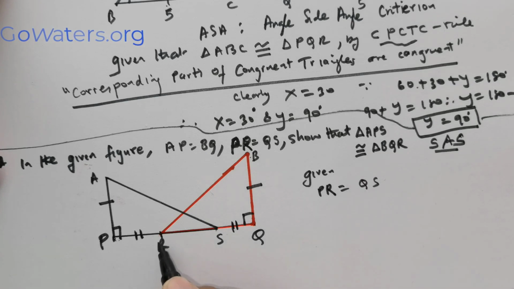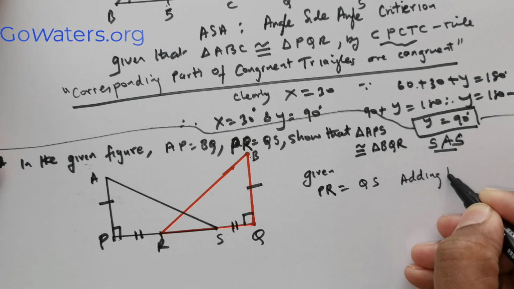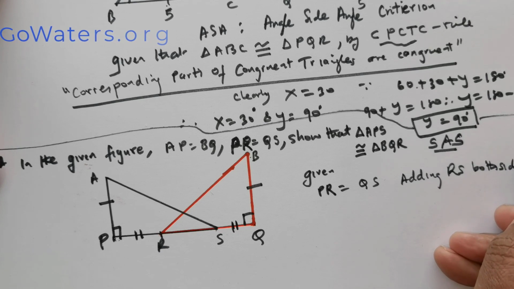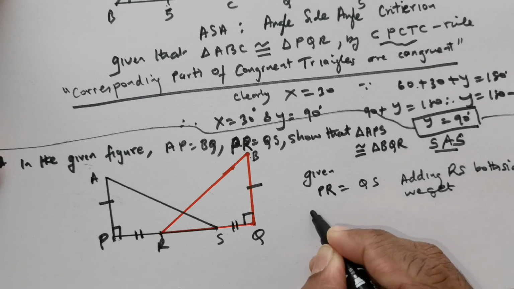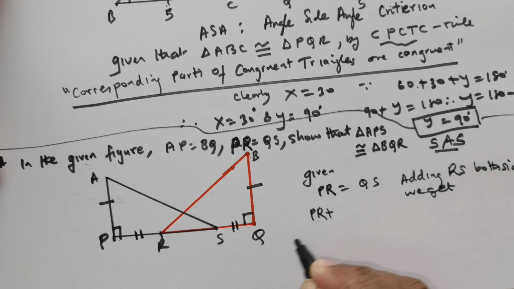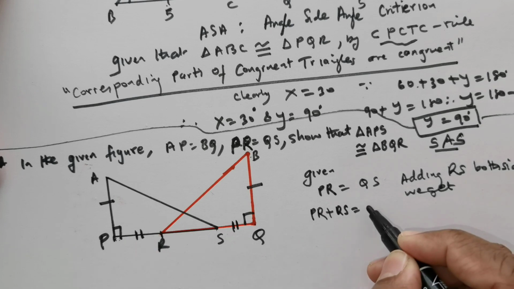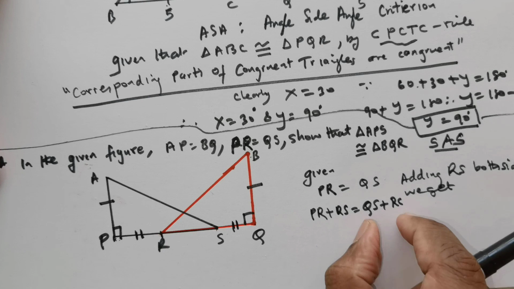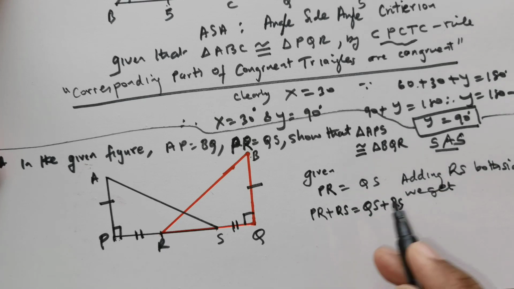Now let me add RS both sides. What do we get? If I were to add RS, so you got PR here, I'm adding this part, RS both sides. I'm not making any change, right? All I'm doing is adding a quantity on the left and the same quantity on the right. And that is not going to alter the equation.